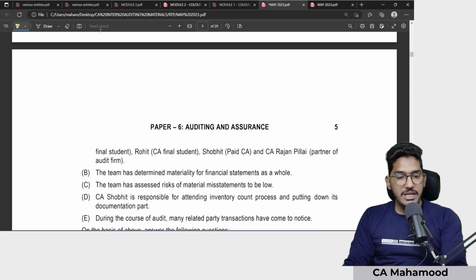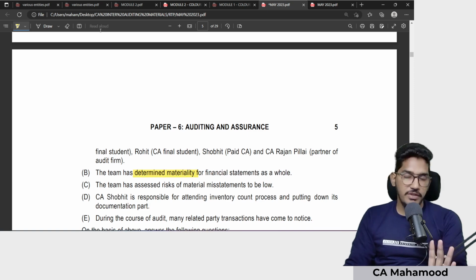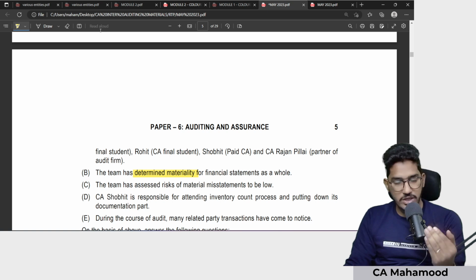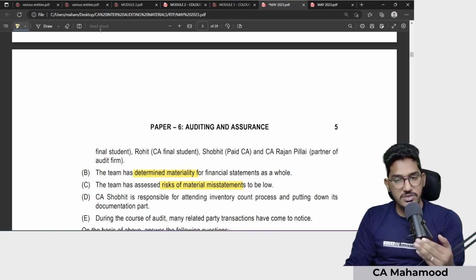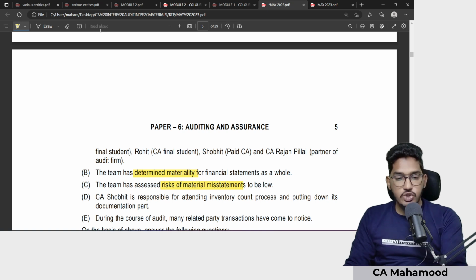Next one. The team has determined materiality for the financial statements as a whole. Even they have decided what is material and what is not material. The team assessed the risk of material misstatement to be low. They performed risk assessment procedures and came to a conclusion that the risk is very low in the given client.